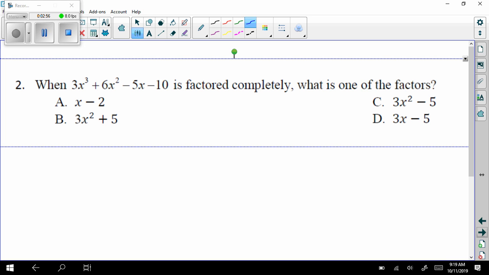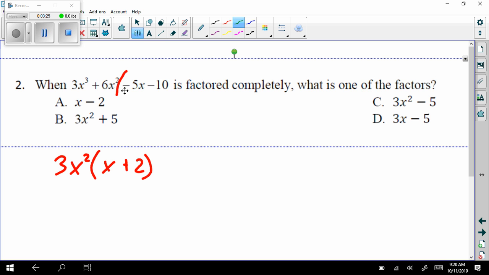When this is factored completely, what's one of the factors? So factoring, there's 4 terms. 4 terms, we're going to split and try factor by grouping. Whenever there's 4 terms, you try to split it and do factor by grouping. So from the 3x cubed plus 6x squared, we could take out a 3 and an x squared. We're left with an x, and we're left with a positive 2.